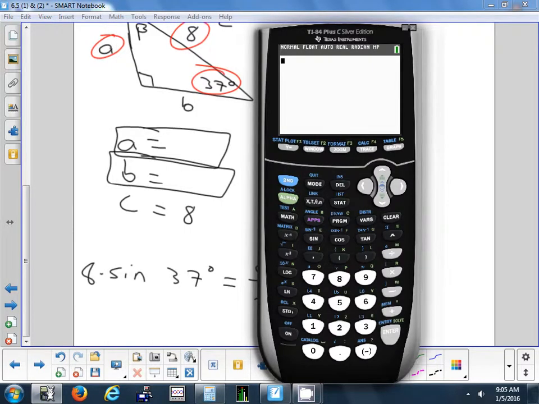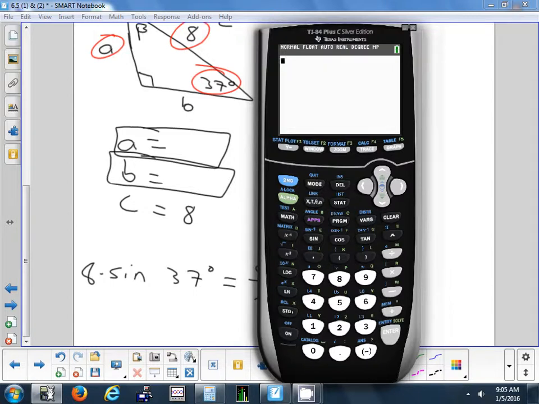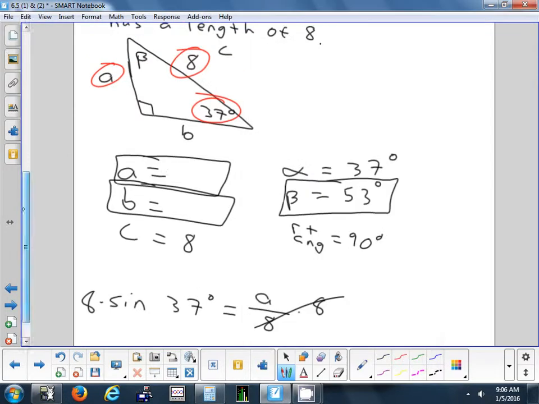Okay, what should I check? Because if I type it in right now and hit enter, I'm going to get it wrong. My mode. I'm in radians. Okay, so most of the angles, and I think all the angles in this section are in degrees, for solving triangles. So make sure you're in degrees when you're solving triangles. It's 8 sine 37. Okay, so we get about 4.815.